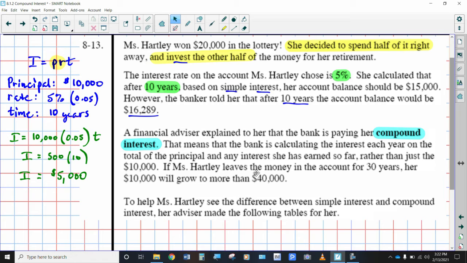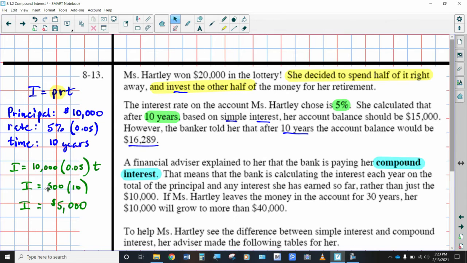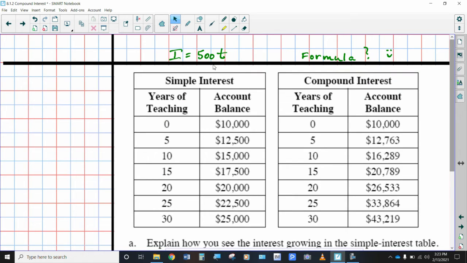If Ms. Hartley leaves the money in this account for 30 years, her $10,000 will eventually grow to more than $40,000. So to help Ms. Hartley see the difference between simple interest and compound interest, her advisor made her these following tables. All right, so remember what we did over here, that the amount of $10,000 at 5% interest would result in $500 of interest per year. So that's how I've written this here.